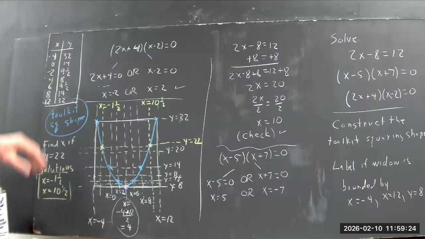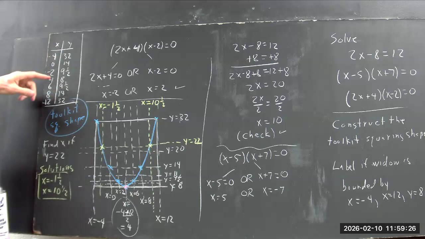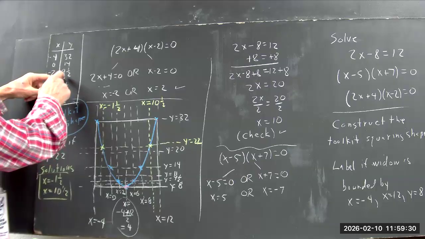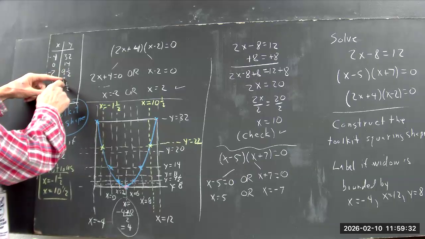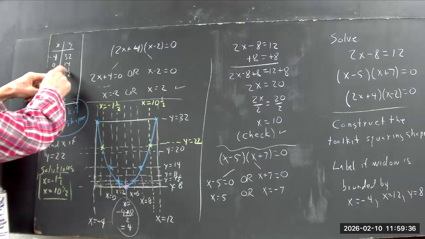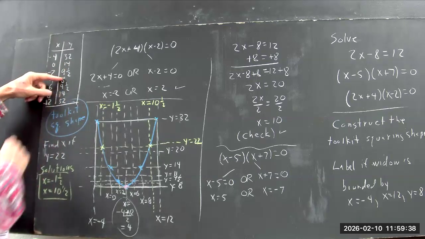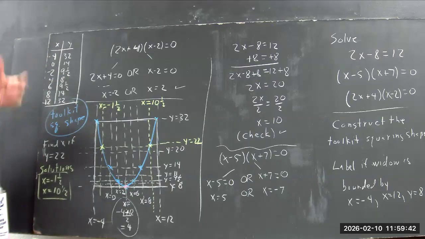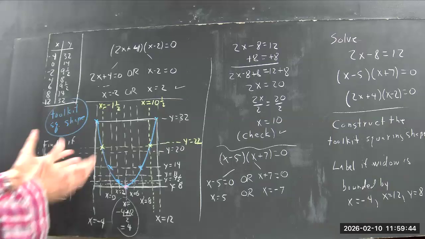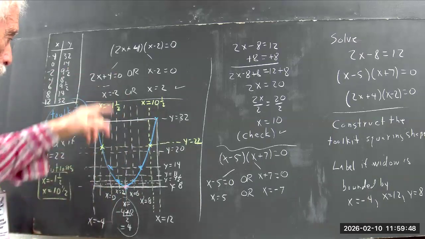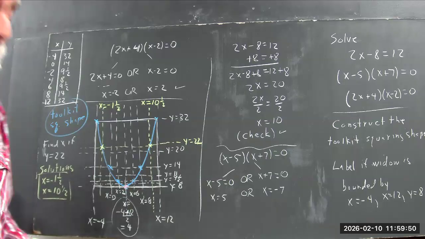That is, these numbers are symmetric about this. If I go up one space, I get 9.5. If I go down one space, I get 9.5. If I go up 2 spaces, I get 14. If I go down 2 spaces from the x equals 4, y equals 8, I get the same thing. And you can see how the graph is nice and symmetric around the center line, right?